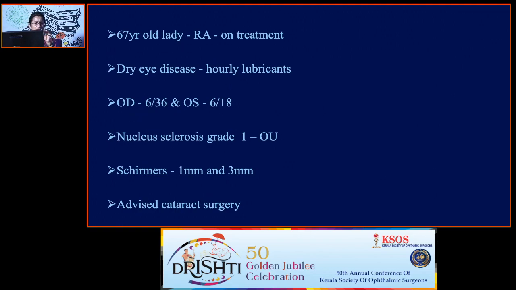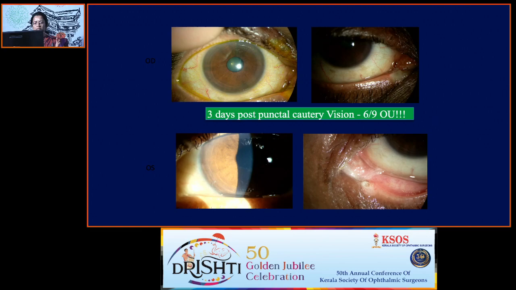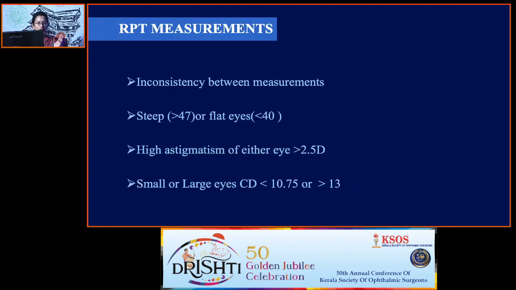This patient had severe dry eye, and she was a rheumatoid arthritis patient. She had a best corrected visual acuity of 6/36, and she was planned for a toric IOL, and her ocular surface was looking like this. Then 3 days after punctal cautery, the ocular surface improved and her vision improved to 6/9. So this shows the importance of treating the ocular surface before cataract surgery.